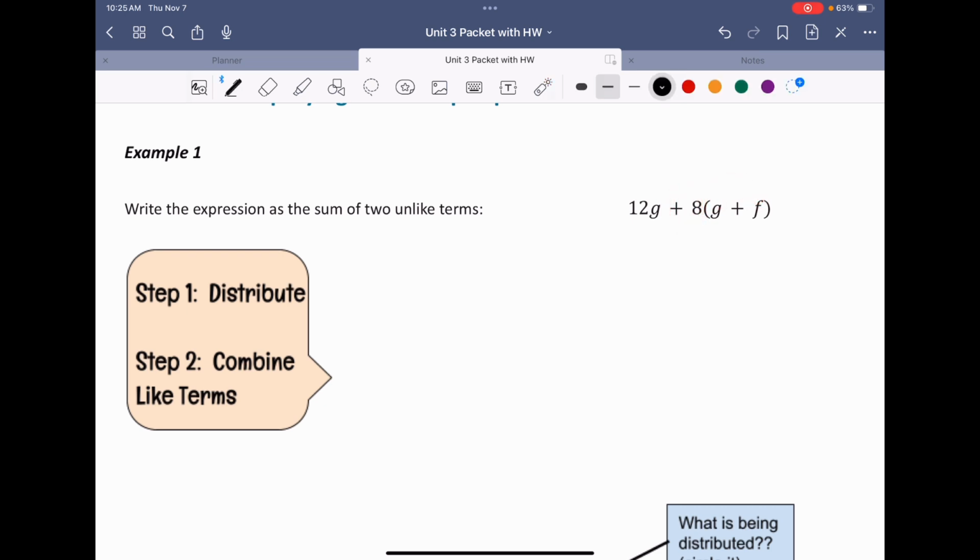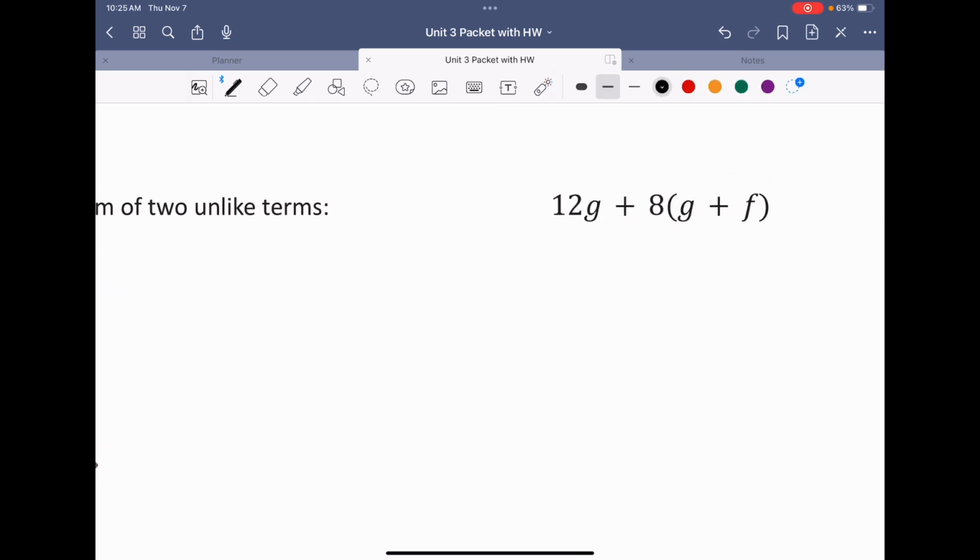So let's do that. I'm going to take my pencil and circle the number and that math symbol in front of it and draw my arrows to distribute. 12G comes down because I'm just rewriting this in a line. So 12G stays the same. 8 times G is going to give me 8 times 1G, which is 8G, plus 8 times 1F, so 8F.